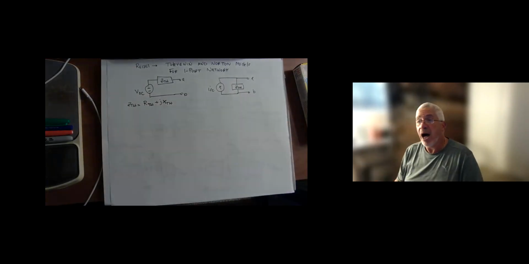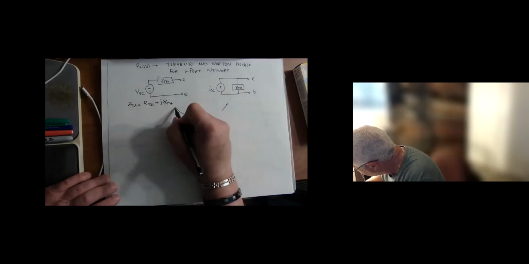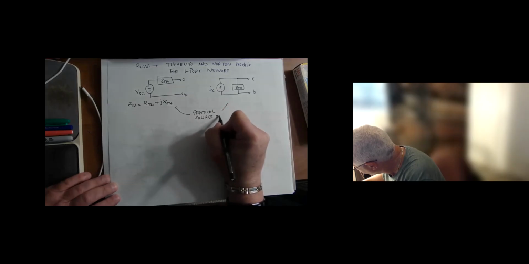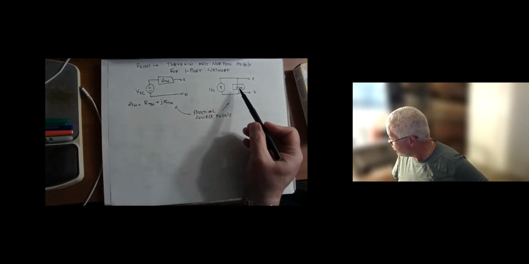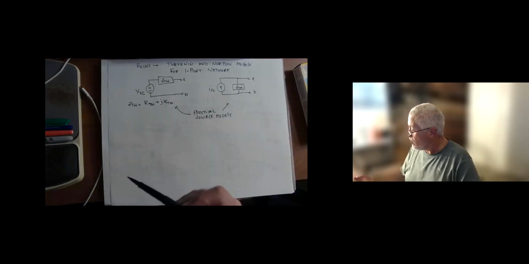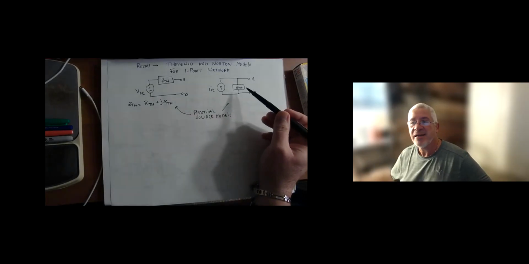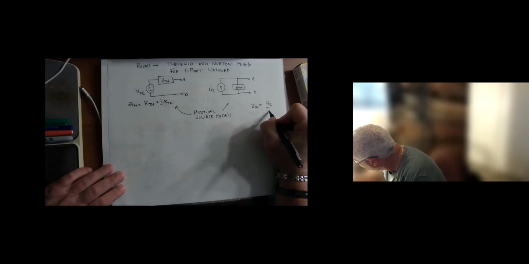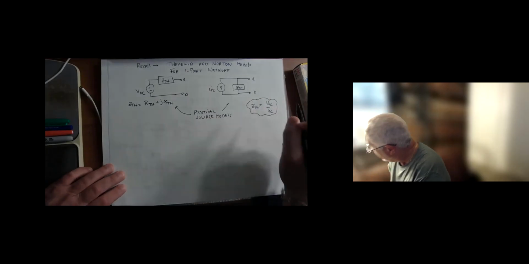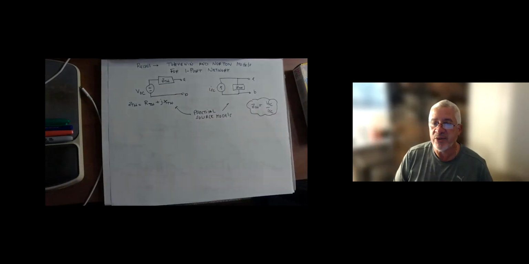The reason I'm bringing that up is that you also should see that both of those are practical source models. This is a practical voltage source model, and this is a practical current source model. In fact, when we cannot calculate the Thevenin impedance because we cannot combine resistances, we often do that by using the practical source model. We calculate VOC and we calculate ISC.